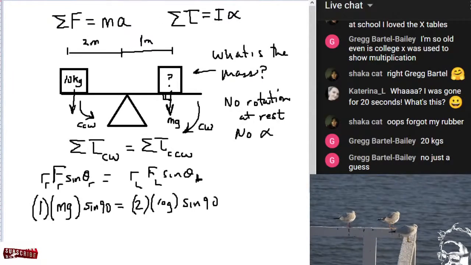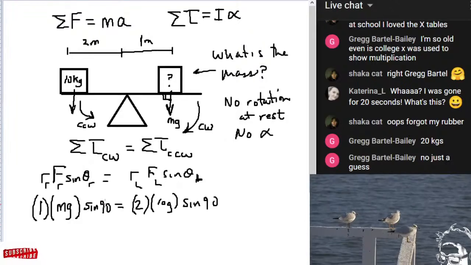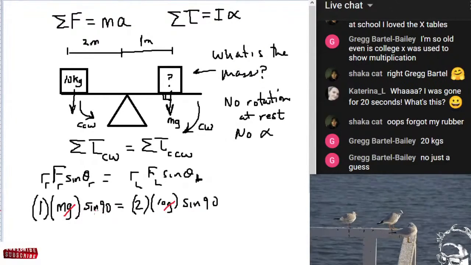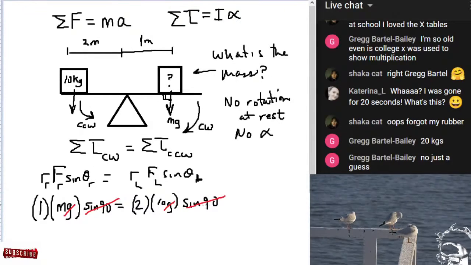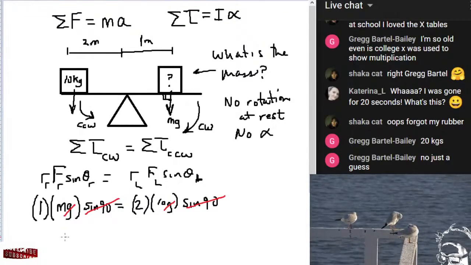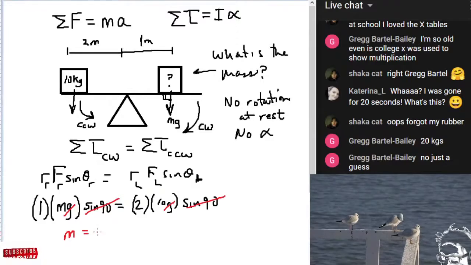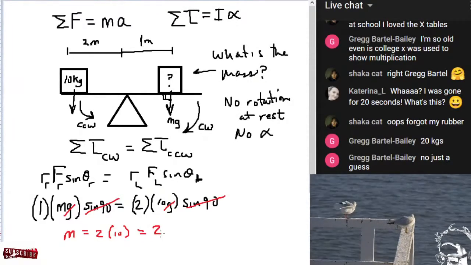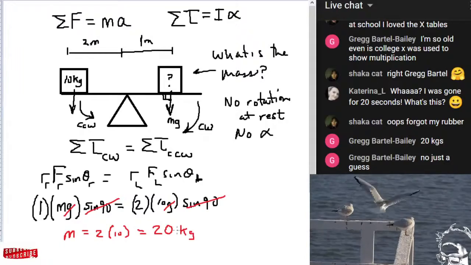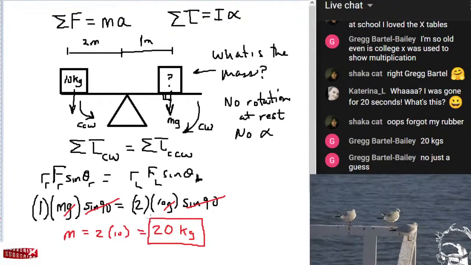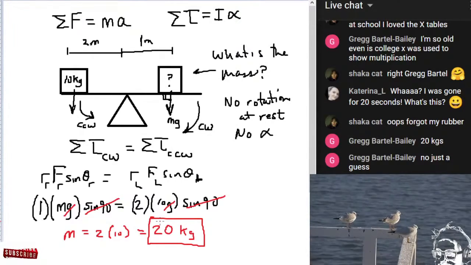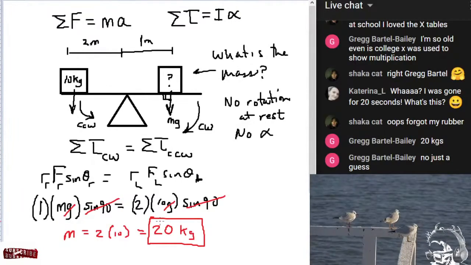Now we can start canceling a bunch of stuff we don't need. You notice the g is on both sides, we can get rid of it. Sine of 90 on both sides, it's gone. So we end up with m equaling 2 times 10, which is correct, it's 20. Greg was right, 20 kilograms. Very good, Greg.